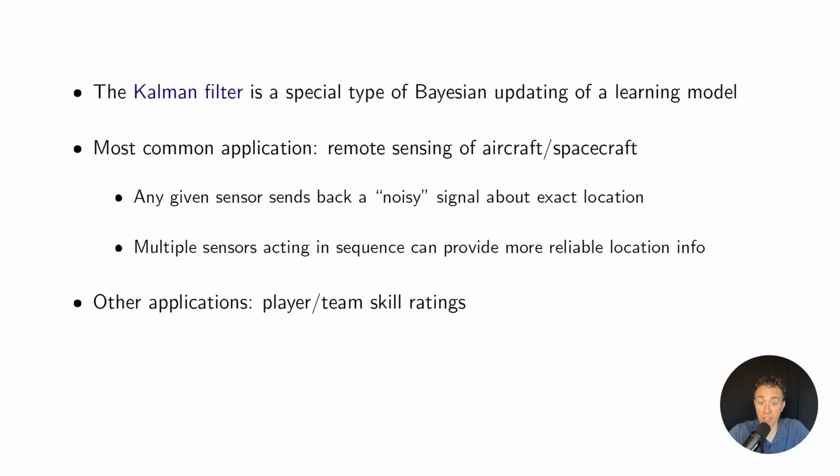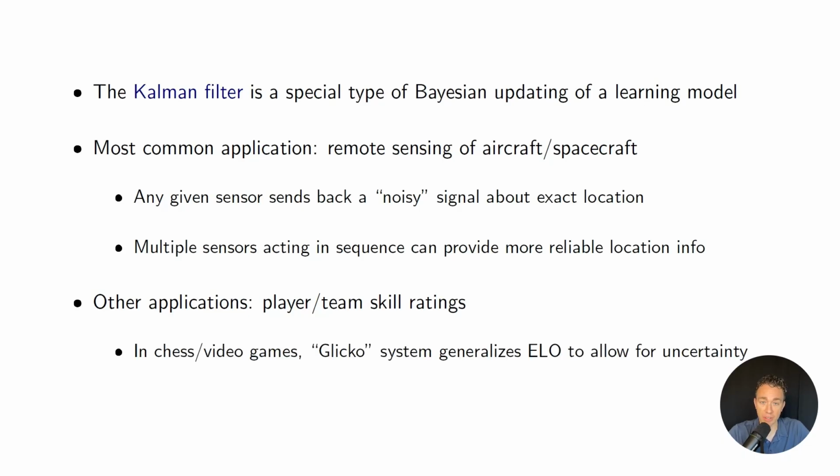Another application of this Kalman filter is in rating player skill or team skill in chess or video games. There's often a leaderboard where the best player in the world has the highest score on this ranking metric. But the idea that we bring into this from learning models is that there might be some uncertainty about who is the best player because they've only played so many matches, or they haven't accumulated enough skills. Maybe they just got lucky several times in a row. They're not actually that skillful.